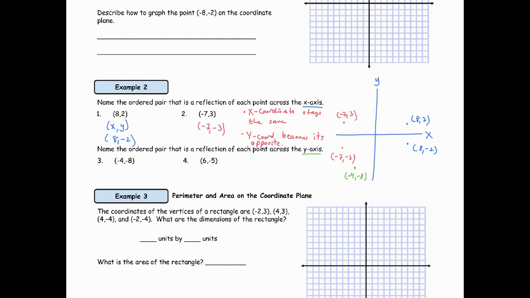So if we were to cross the y-axis this time, that means we would have to figure out the distance from our point negative 4, negative 8 to the y-axis. I know that from negative 4 to my y-axis, that's a distance of 4. So I have to travel 4 more to the right. So the reflection, it looks like I would start at the origin, go right 4, down 8. So that's positive 4, negative 8.